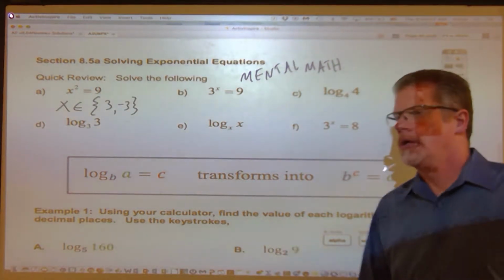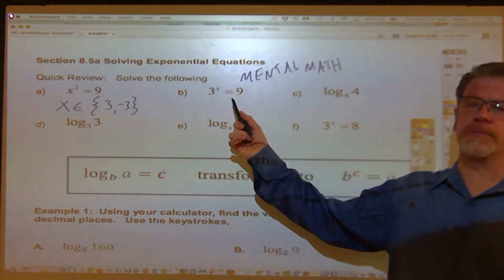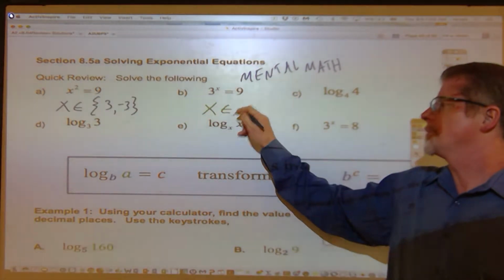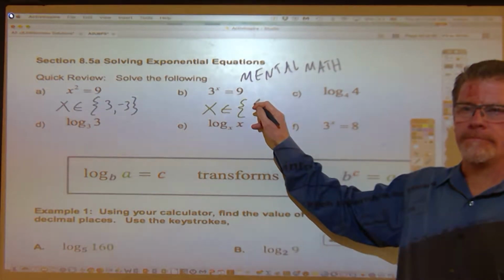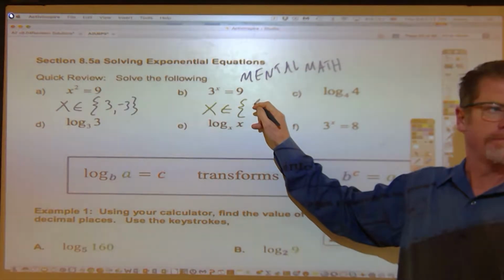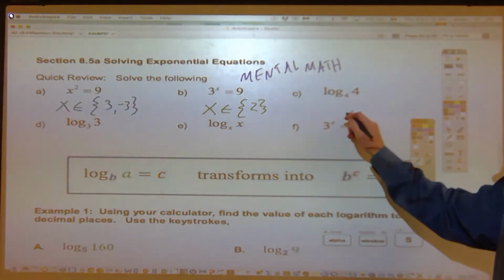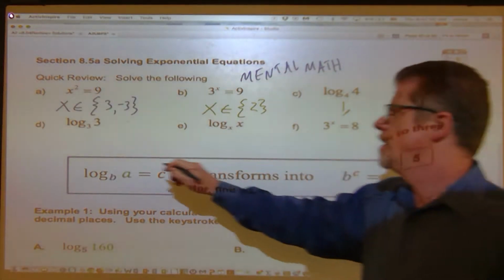Alrighty. So, what's the value of x that makes the equation in part B true, class? Go ahead and call it out if you think you know. 2. Good job. 2 is correct. By the way, the log base 4 of 4 is 1, because 4 to the first is 4.